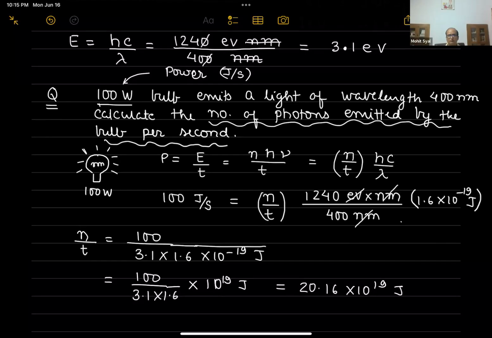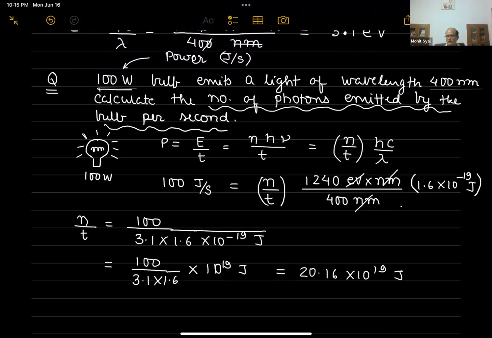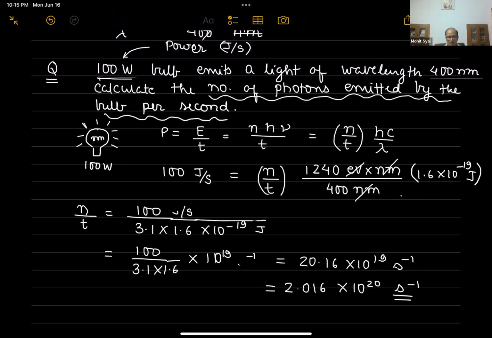So it is 2.016 into 10 to the power 20. This is not joules, this is per second, because joules will get cancelled. This is 100 joule per second. What is joule per second? So these many particles per second are being released by the bulb. Are you getting my point or not?